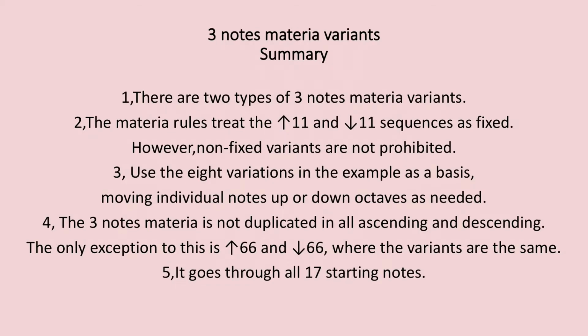Three notes materia summary. 1. There are 2 types of 3 notes materia variants. 2. The materia rules treat the upward 1-1 and downward 1-1 sequences as fixed. However, non-fixed variants are not prohibited. 3. Use the 8 variations in the example as a basis, moving individual notes up or down octaves as needed. 4. The 3 notes materia is not duplicated in all ascending and descending. The only exception to this is upward 6-6 and downward 6-6, where the variants are the same. 5. It goes through all 17 starting notes.